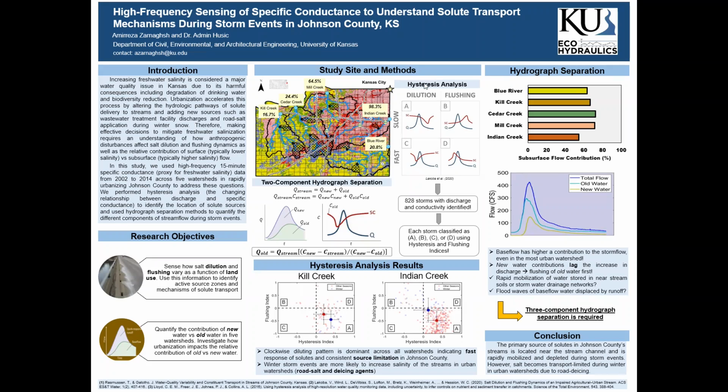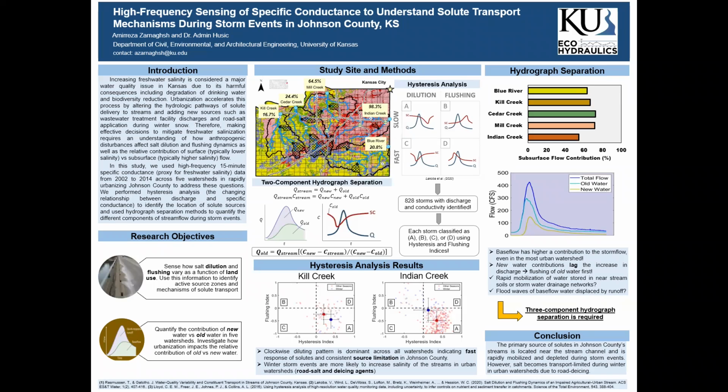The first method that we have used is hysteresis analysis, and hysteresis is the changing relationship between specific conductance and discharge. So for each storm event, we can have one of these four different patterns, depending on the concentration of solutes transported to the streams. We can have a flushing pattern or a diluting pattern.